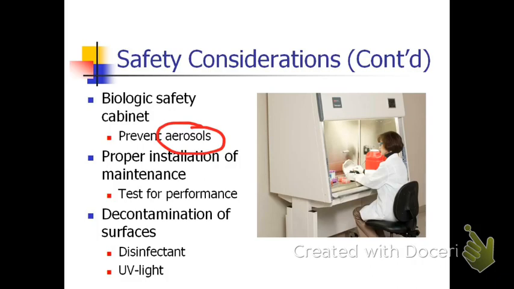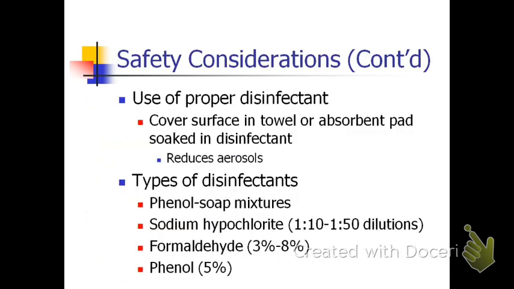Then of course, to prevent aerosols, when you say aerosols, these are infections that usually spread by means of airborne. So, a biologic safety cabinet, like the one we have in the laboratory. The minimum requirement is the level 2 biosafety cabinet. It should be properly installed and maintained, and of course you should be decontaminating the working surface with disinfectant, and of course, ultraviolet light. And of course, you should use proper disinfectant.